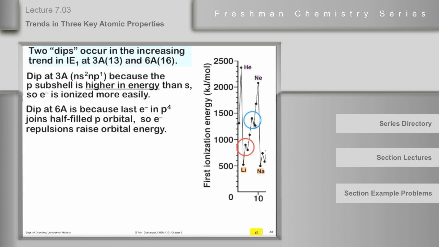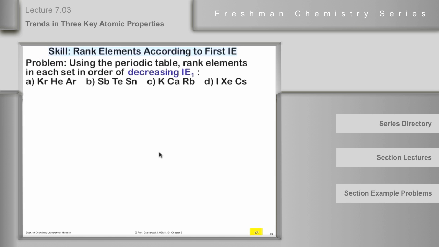So from nitrogen to oxygen, even though the overall trend is up, that particular dip is due to the fact that we're taking away the outermost electron, which is in a p orbital. Questions on that?